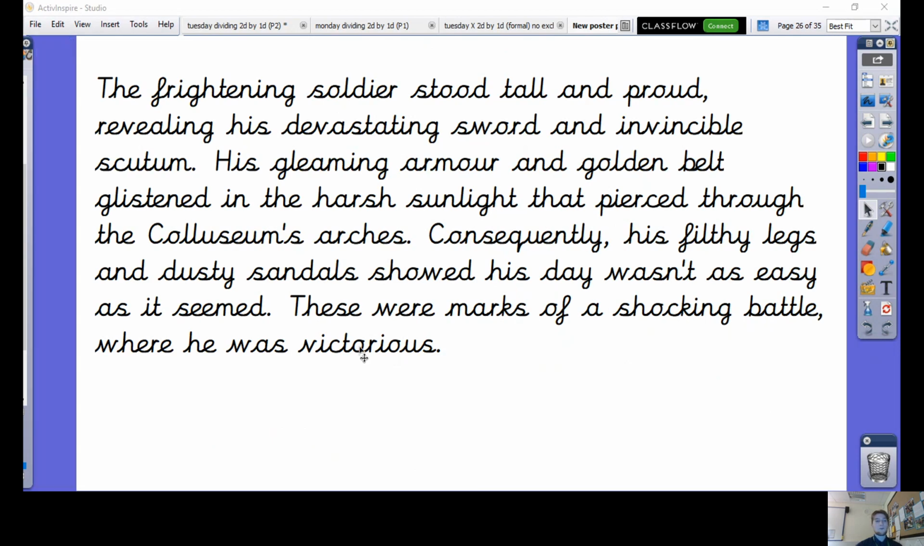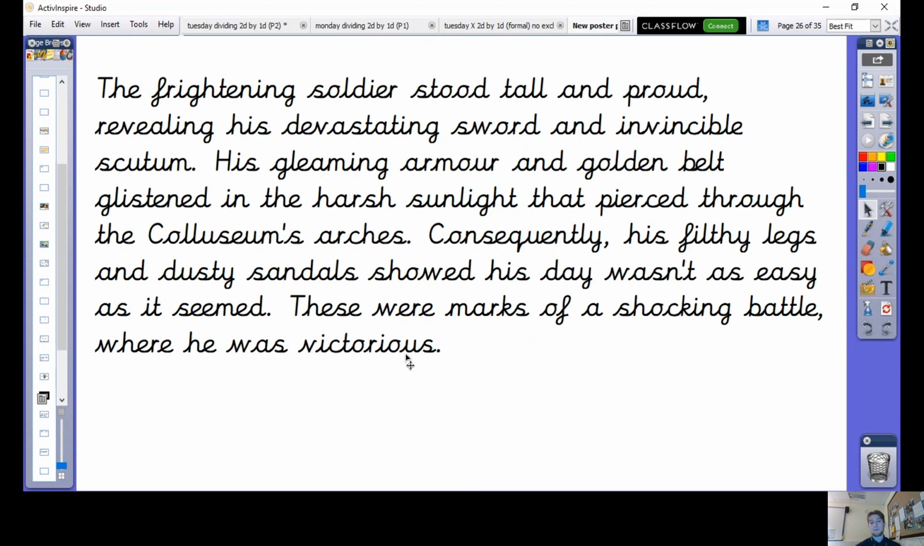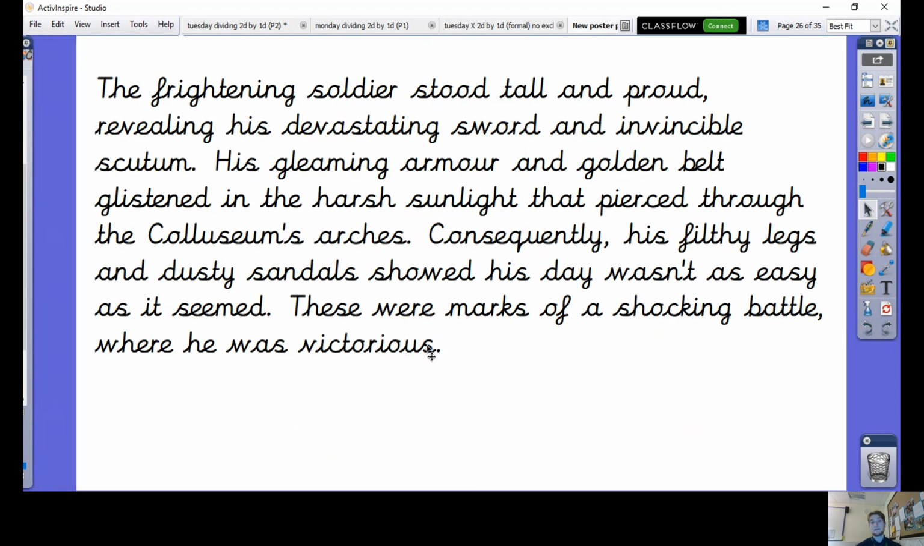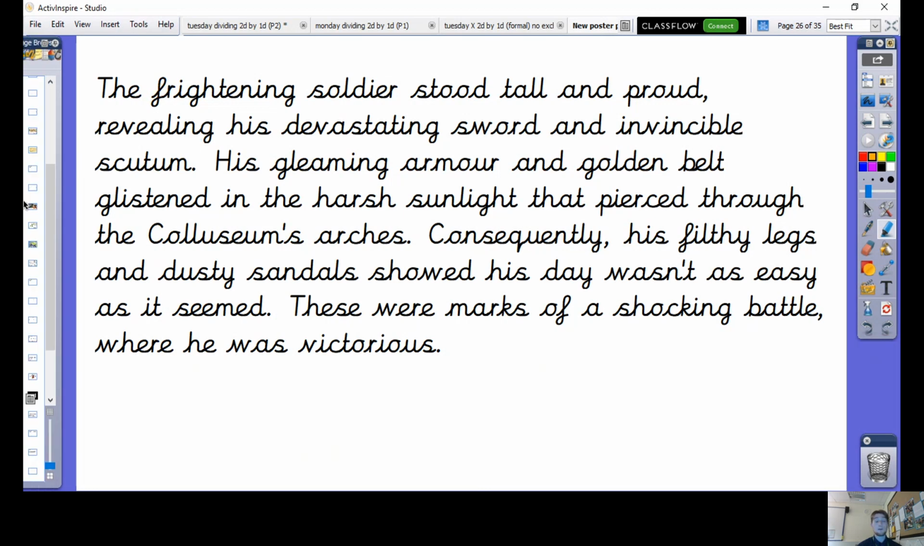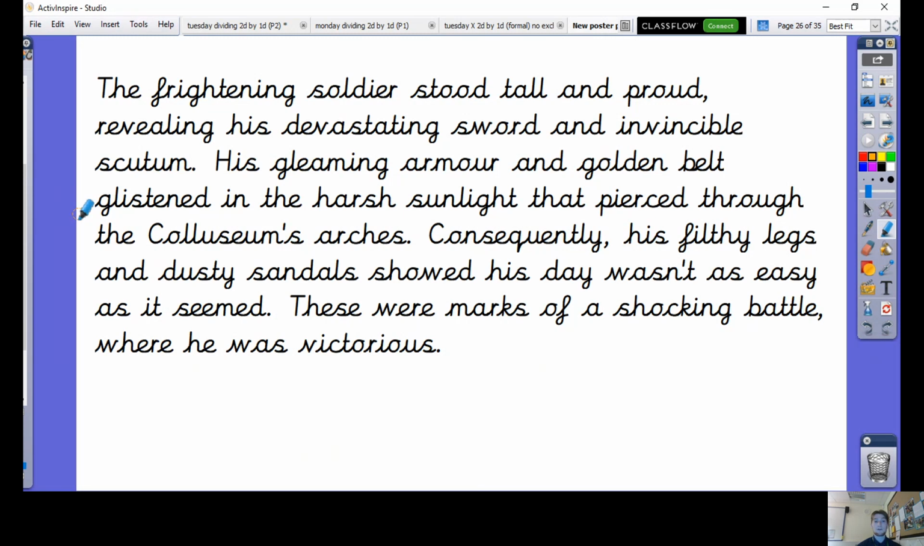After you've drawn your Roman soldier and listed it with noun phrases, I would like you then to write a paragraph. Remember, a paragraph is between 3 and 12 sentences. I'd like you to write a paragraph describing your soldier and use as many noun phrases as possible. I've written one myself here. I'm just going to highlight in orange the noun phrases that I used. Remember you can use the noun phrases that you've used when you labelled your soldier. You can also come up with some more ones if you want.